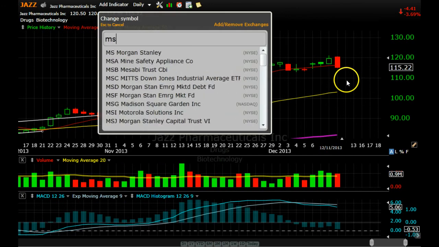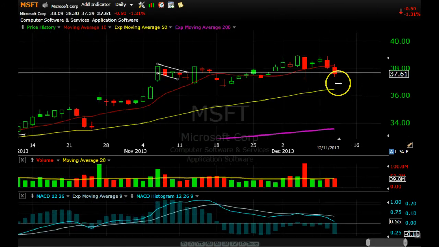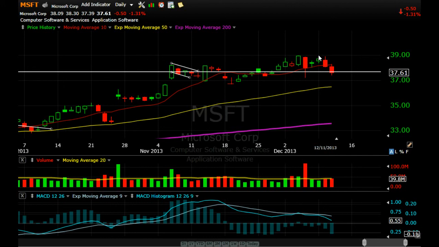Microsoft has continued to the downside. It looks like those guys are selling. Whoever's been holding their shares that we talked about yesterday is selling. So we have to see what's going on with that.